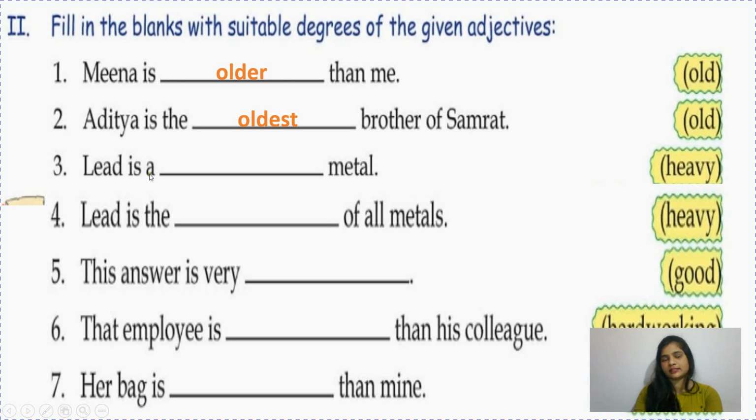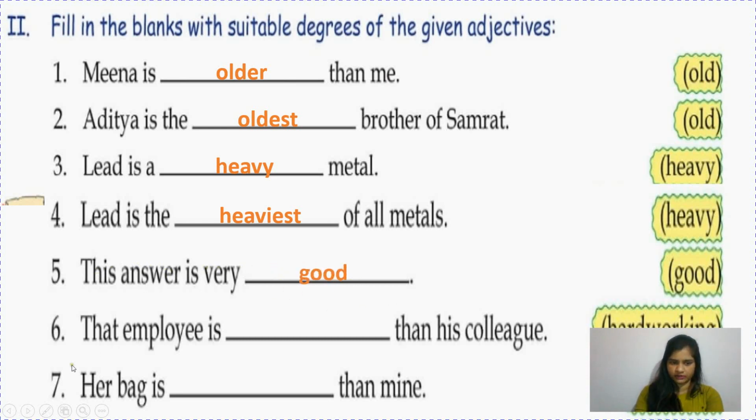Can you see a is written here? So we use positive degree. So lead is a heavy metal. Lead is the dash of all metals. Children, we are talking about all metals. And can you see it is written the? So superlative degree. So lead is the heaviest of all metals. This answer is very dash. We are talking about only one answer because it is written this answer. So this answer is very good.